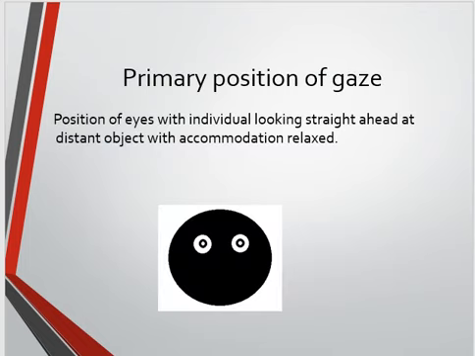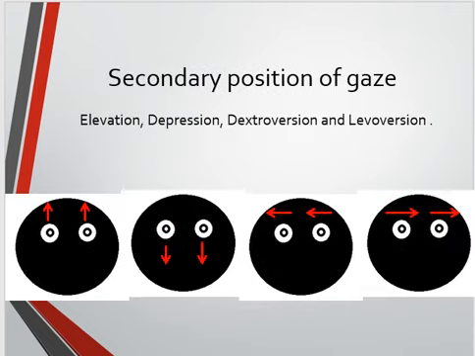We describe the position of eyes in terms of primary, secondary, and tertiary position of gaze. Primary position of gaze means the position of the eyes with the individual looking straight ahead at a distant object with accommodation relaxed. There are four secondary positions of gaze, that is when the person is looking upwards, that is elevation, that is one position of gaze. Similarly, depression when both the eyes are looking down, that is a secondary position of gaze.